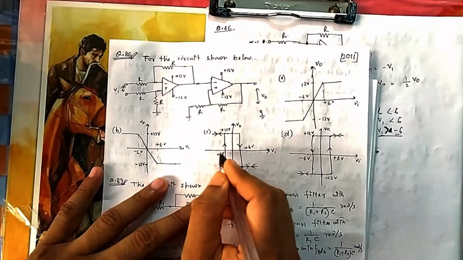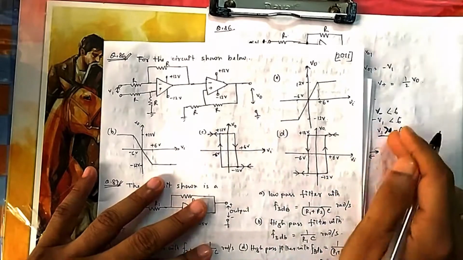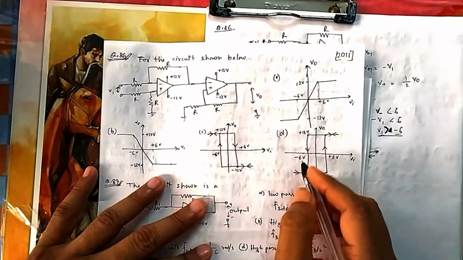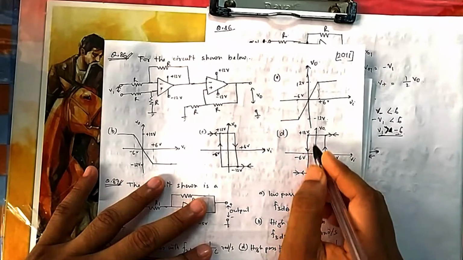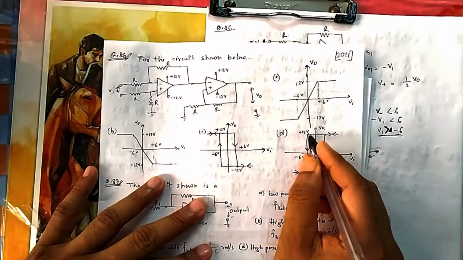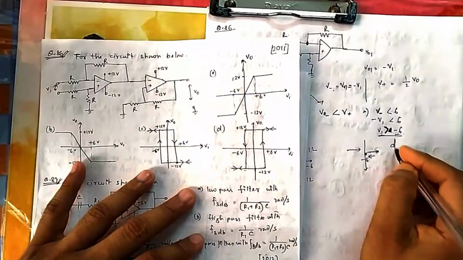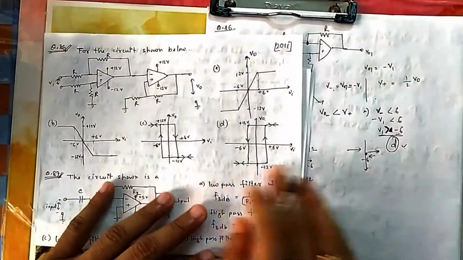But if you go below minus 6, then it is not plus 12. If it is above minus 6, then only it is plus 12. So if you are coming from this side, this is above minus 6, then it is plus 12. Okay, that's why D is satisfied. You can check, that's why D is satisfying.